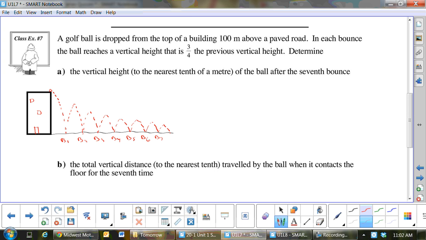Now, how high is it falling? I guess we should start there. So this one's 100. How far is it going to bounce back up? 75. So this is 75, and then it bounces. And then what would the next bounce be about? We'll do one more bounce. 56.25.